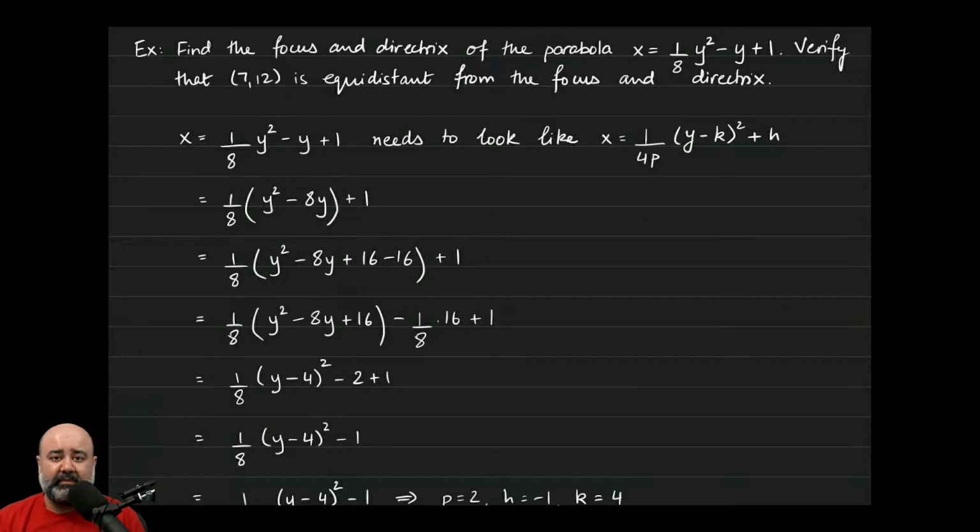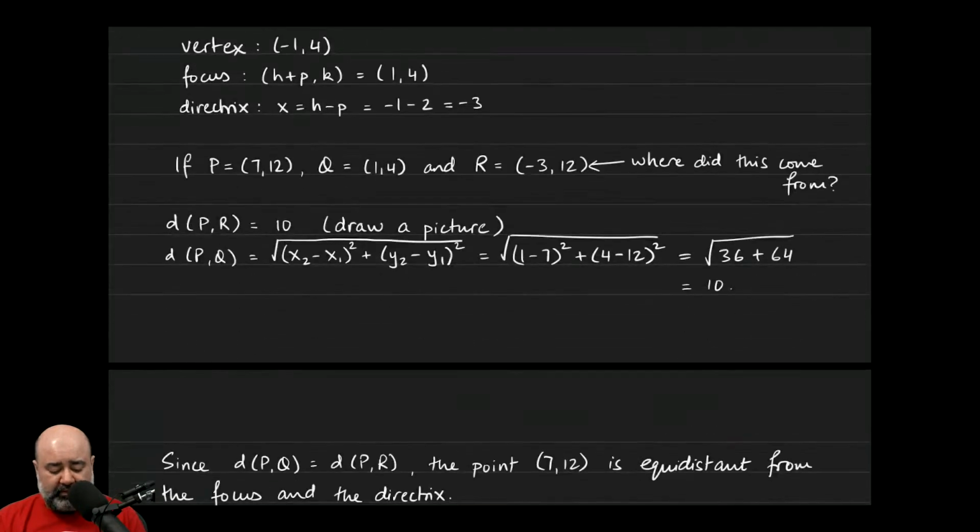So if the axis of symmetry is a horizontal line, the focal point is going to be to the left or to the right of the vertex. It can't be above or below. So since it has to be to the left or to the right, we add it to the x-coordinate. Similarly, the directrix is always going to be to the left or to the right as well. So we subtract, rather, from the x-coordinate of the vertex. So when we do that, the focal point turns out to be 1, 4, and the directrix turns out to be x equals negative 3, the equation of a vertical line.